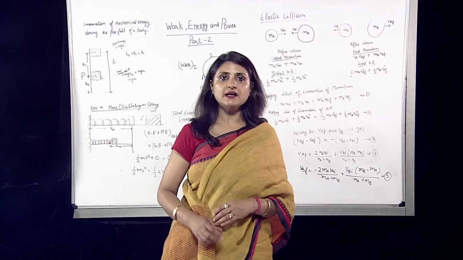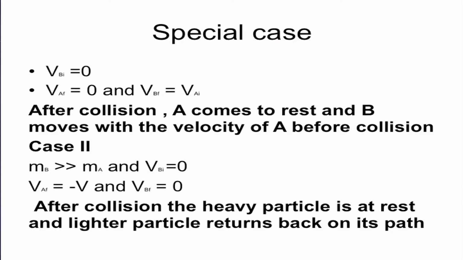So, we can say that after collision A comes to rest and B moves with the velocity A had before collision. This means that if we have two masses in which the bigger mass is at rest and the smaller one approaches it with the velocity V, then after collision B starts moving with the velocity of A and A comes to rest.